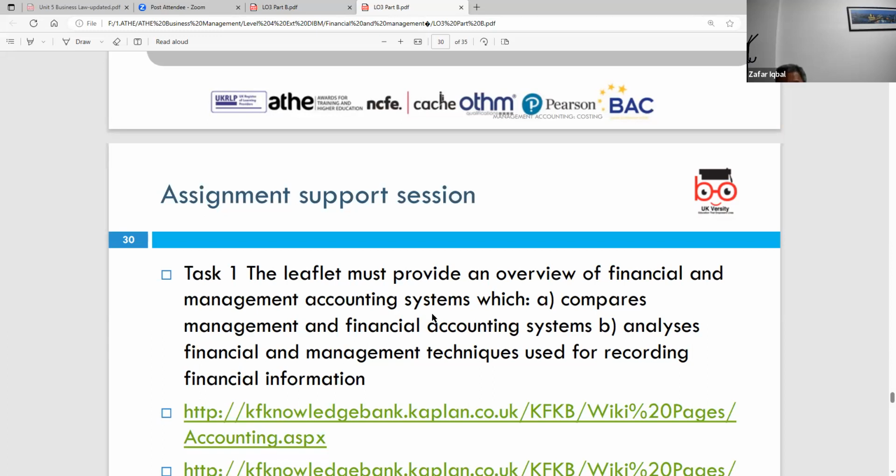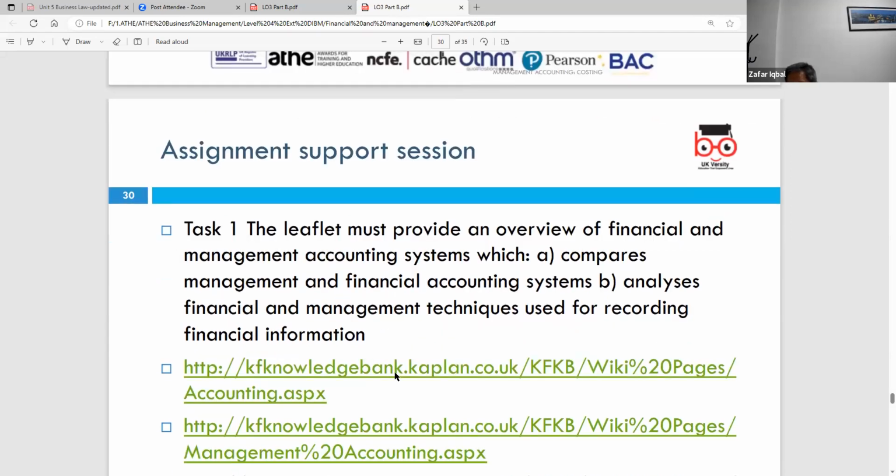Number two, analyze financial and management techniques used for recording financial information. So in this, you tell us what the financial technique used for recording financial information is, and what a management technique for recording financial information is. For example, costing. What's the management function of a cost accountant, what do they include, and the financial accountant, what do they include, and what systems do they use? One uses costing and one uses the financial information.